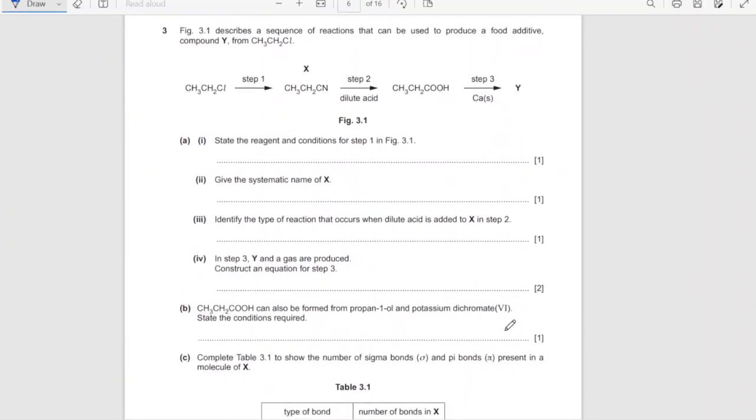Okay, moving on to the organic chemistry. All right, everybody's favorite topic. Yay.